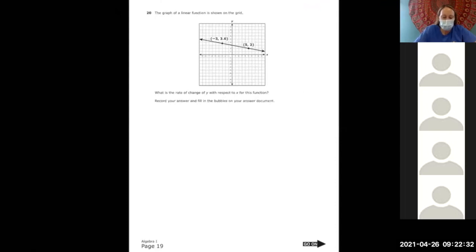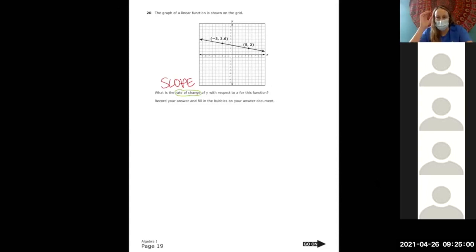It says the graph of a linear function is shown on the grid. What is the rate of change of y with respect to x for this function? So that's a really confusing way to say what is the slope. You guys have 2 minutes starting now.